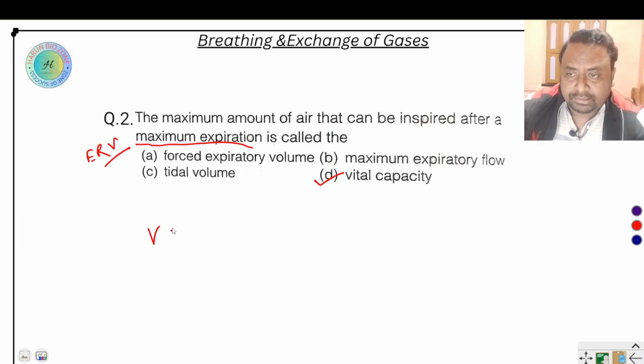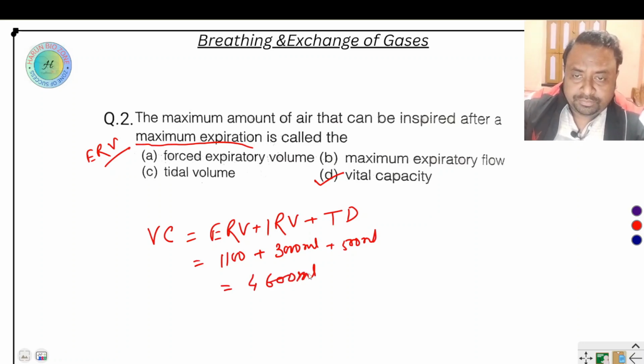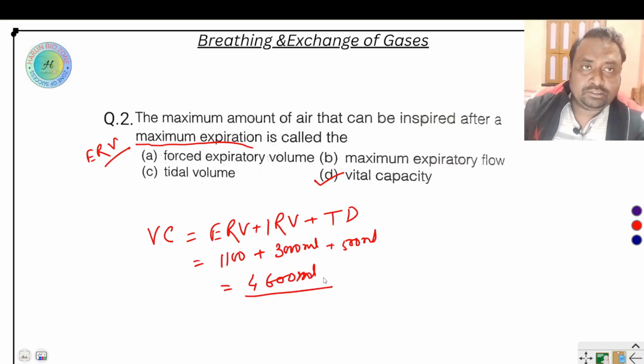The vital capacity represents the expiratory reserve volume plus inspiratory reserve volume plus tidal volume. The expiratory reserve volume is 1100 ml, the inspiratory reserve volume is 3000 ml, and the tidal volume is 500 ml. Near about 4600 ml of air is called vital capacity.